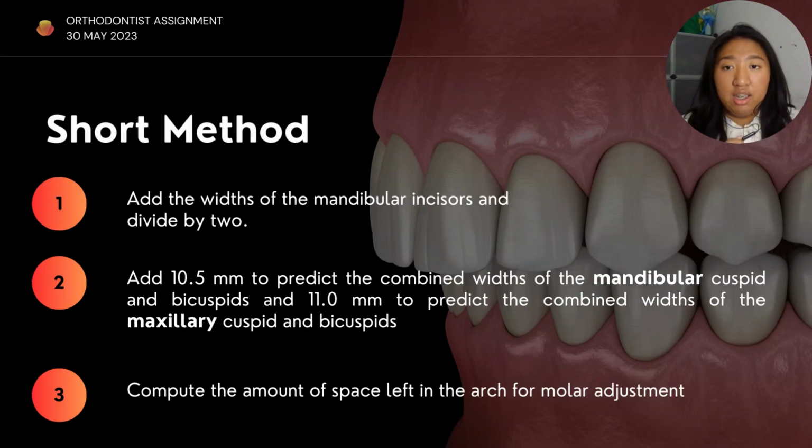So this is the short method. The first step is quite similar, which is to add the width of the mandibular incisors and divide it by 2. After that, you need to add 10.5 millimeters to predict the combined width for the mandibular, and add 11.0 millimeters to predict the width for the maxillary. And then the last step is to compute the amount of space left in the arch for molar adjustment. So the steps are quite similar to the long way, but the difference is that you need to divide by 2, and in the second step you add 10.5 and 11.0 millimeters.